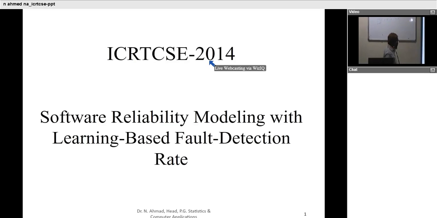What is the idea or motivation in this paper? To ask: if this is dynamic, meaning it depends on time. For example, this fault reduction rate depends on time. This is any function of time. This is from 2008, which developed learning-based software reliability. But in that case, this was constant.